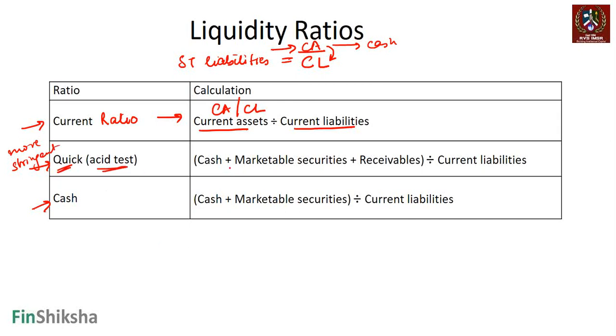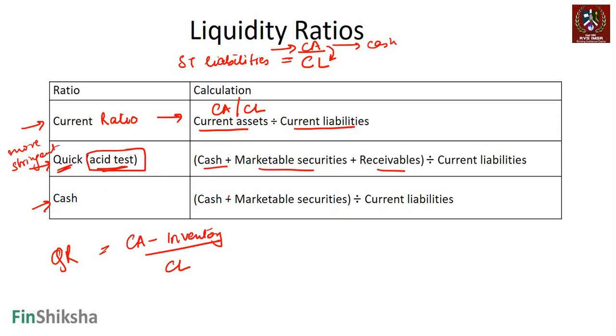So in this, what you do is instead of total current assets, you take only cash plus marketable securities plus receivables. In simple terms, you are taking current assets minus the inventory and dividing it by the current liabilities. That's my quick ratio, also known as the acid test ratio. It's called acid test because it is more stringent. Now, what's the purpose of this?